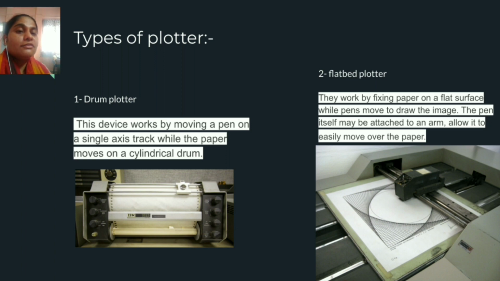Students, here in the first you can see a cylindrical drum is working, and here you can see a plotter. Here you can see a pen is working and sketching out.